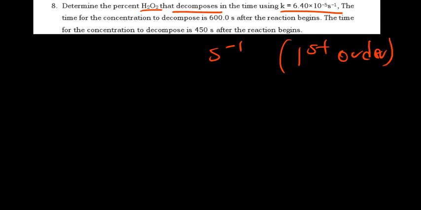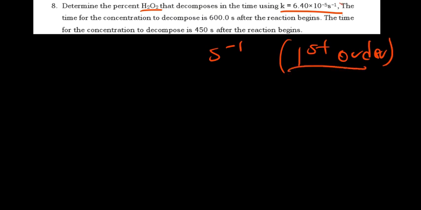Now question 8, here we are asked to determine the percent of H2O2 that decomposes in the time using the value of K to be that. Okay, so be smart about it. If you look at the value of K, the units are second negative. So second negative or time negative, just know that it's a first order reaction. Now in this case this is decomposition, so decay is a first order reaction.